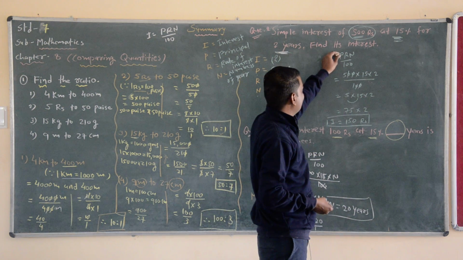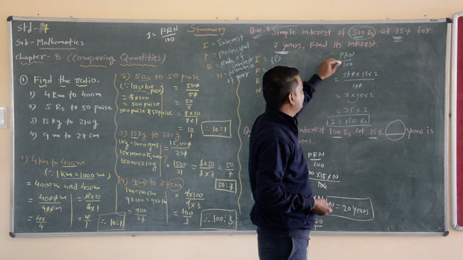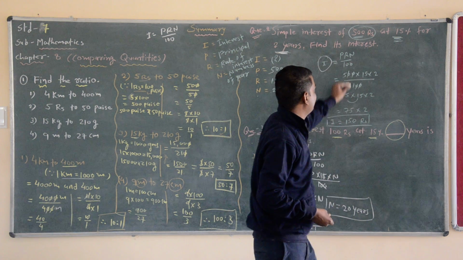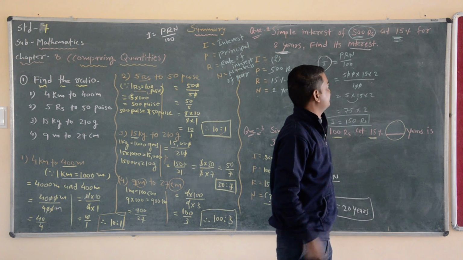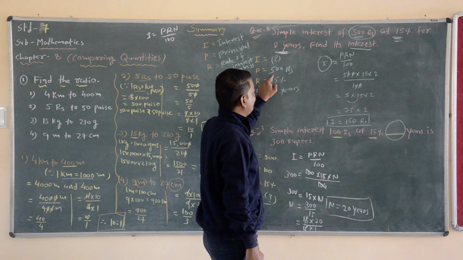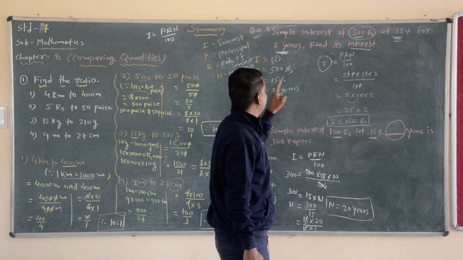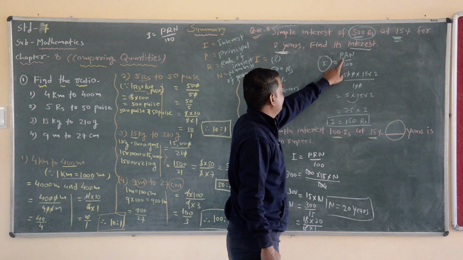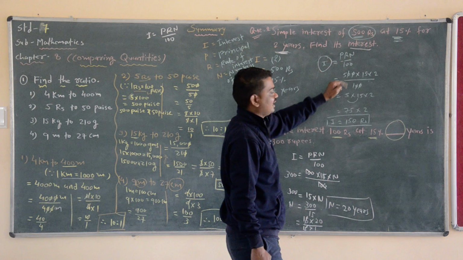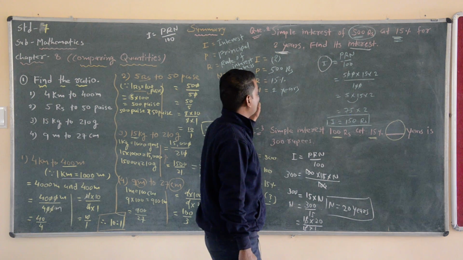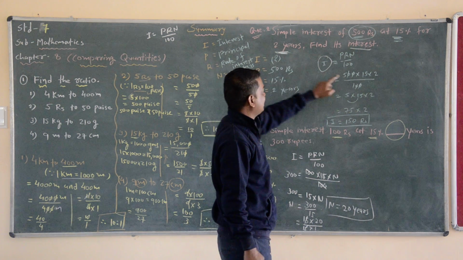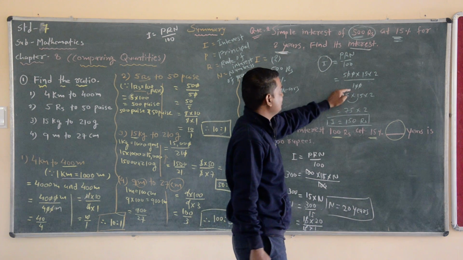We are given everything, but we do not have I, that means interest, and the question is to find the interest. So P is 500, so we write 500 here. Rate of interest R is equal to 15%, so we write 15, and then number of years, which is 2 years, and upon 100.